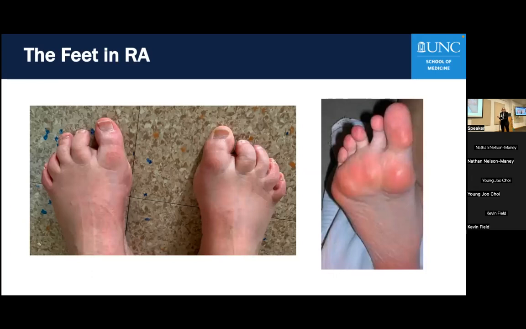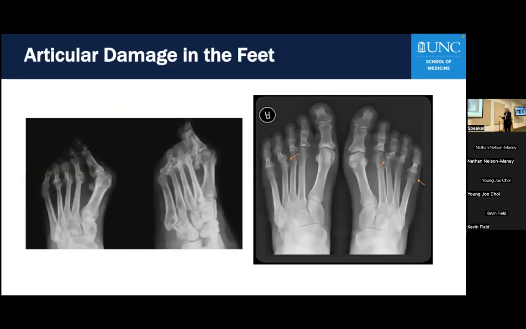And some patients will say they feel like they're walking on marbles because they are. There's a lot of soft tissue swelling there. Now, the same is true of the feet. You can have mild disease and severe disease.